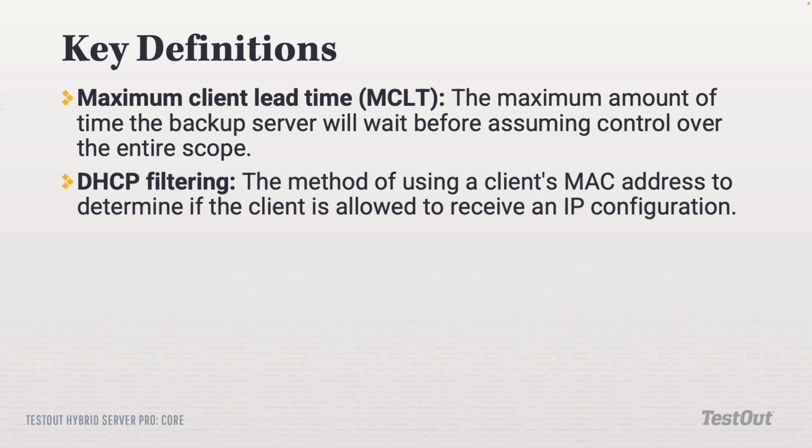And then finally, we have our DHCP filtering. That's how we're using our client MAC address to determine whether the machines that are requesting DHCP addresses are actually supposed to get one, okay?